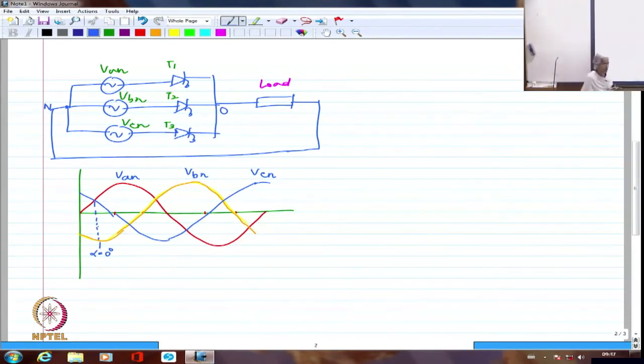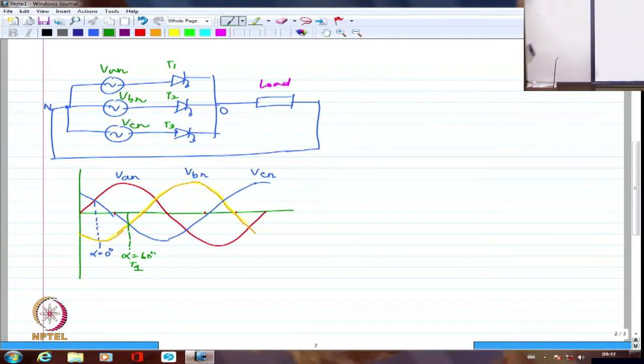So if I am talking about alpha equal to 60, for example, this is what is alpha equal to 60, because this is exactly 60 degrees away. So I should say this is alpha equal to 60 and T1 will be fired at this point if I want the delay angle to be 60 degrees. Again, the delay angle is incorporated to reduce the voltage, what I would get as the voltage. Let's see how it gets decreased. So this is going to be alpha equal to 60.